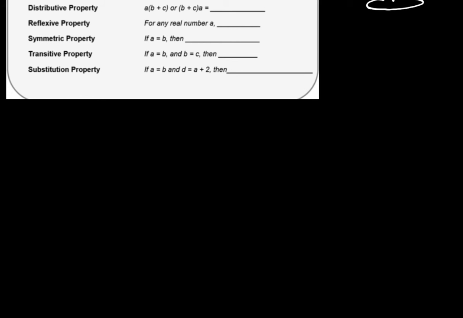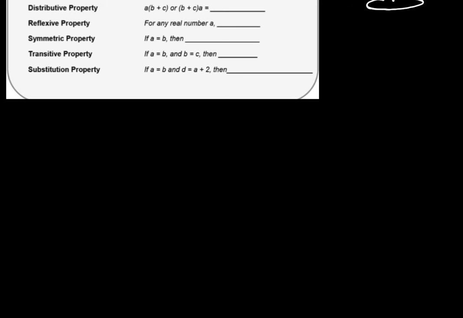Alright, so we have 5 more properties to go over, and I'm actually not going to do these in the same way. I'm just going to kind of state them and let you go from there. I will do some examples of equations where you do apply them in solving equations, but I won't use the scale in this one. So the first one is the distributive property.